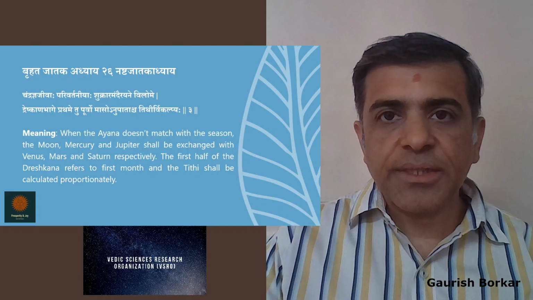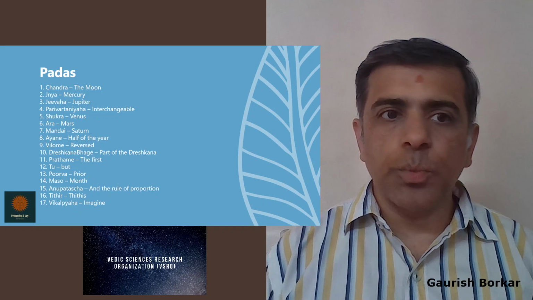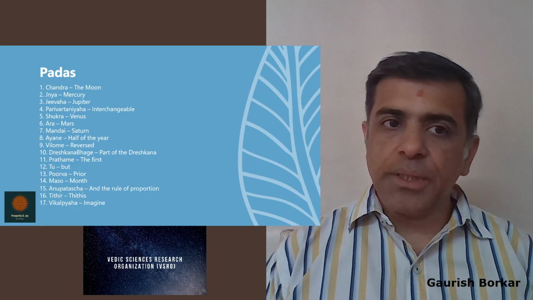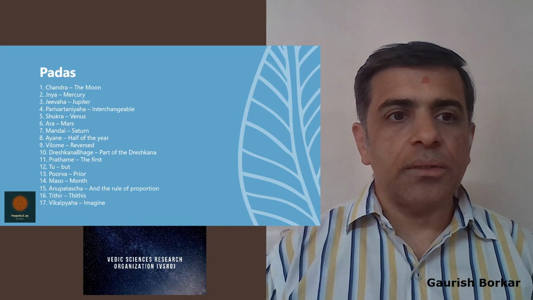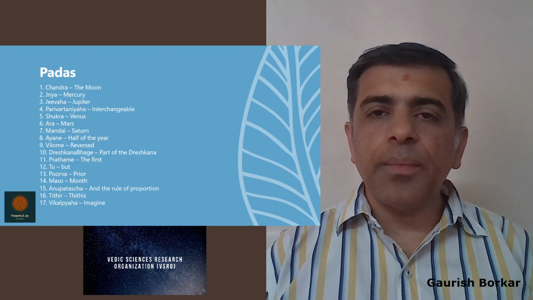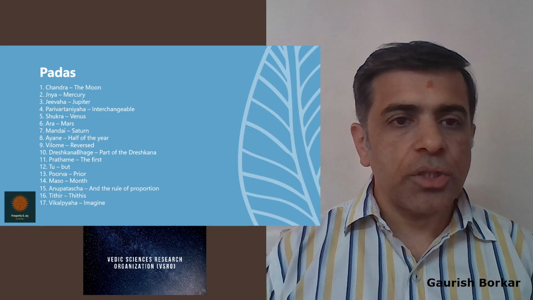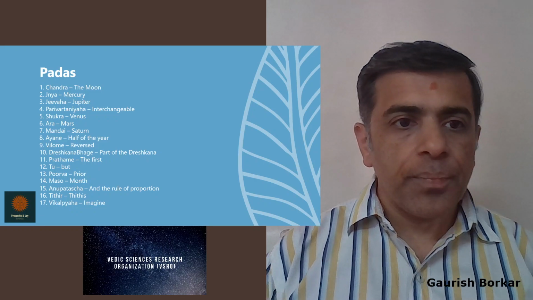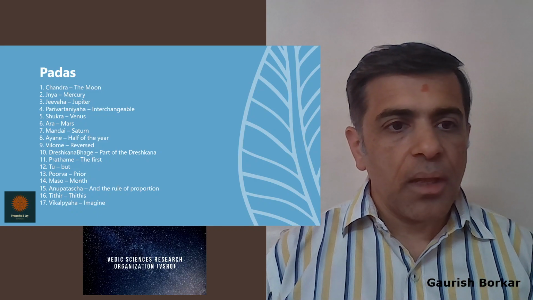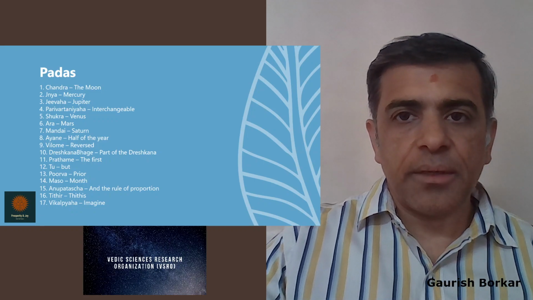Now let's look at the padas of this stanza. Chandra means moon, Dnya means Mercury, Jiva means Jupiter, Parivartaniya means interchangeable, Shukra means Venus, Ara means Mars, and Mandai means Saturn. Ayane, half of the year, Vilome means reversed. Dreshkana Bhage, the part of the Dreshkana, Prathame, first, tu, but, Purva, prior, Maso, month, Anupatascha means by the rule of proportion or by the rule of three, Tithir, the Tithi, and Vikalpya means imagine or calculate. So this is what the padas tell us about this stanza.